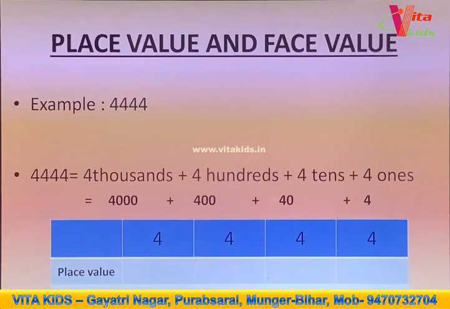Let us see with the help of a place value chart. Here first 4 we have 4000. Next 4 the place value is 400. Next 4 the place value is 40. And the last 4 which is at ones place value is 4. And the face value remains same irrespective of the position where it is placed. All the 4s will have the same face value as 4.